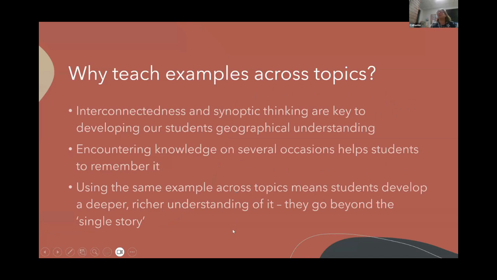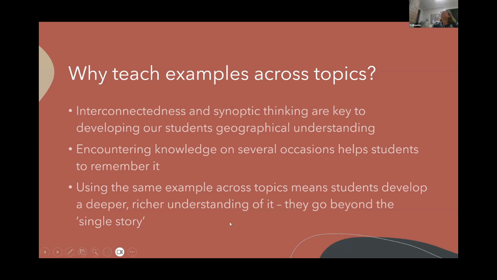So we use the Sahara Desert across lots of topics. When you've got geographical thinking, it's all about interconnectedness and synoptic thinking. So by having a topic which runs through several topics, you are going to help students have that synoptic thinking. Also, if you've read Nuttall's book The Hidden Life of Learners, he says you need to come across something three times to be able to remember it. So if we keep coming back to something, they're going to remember it better. And also we're tackling the danger of the single story. We are giving them a richer view of a topic. So if we go on to the next slide.